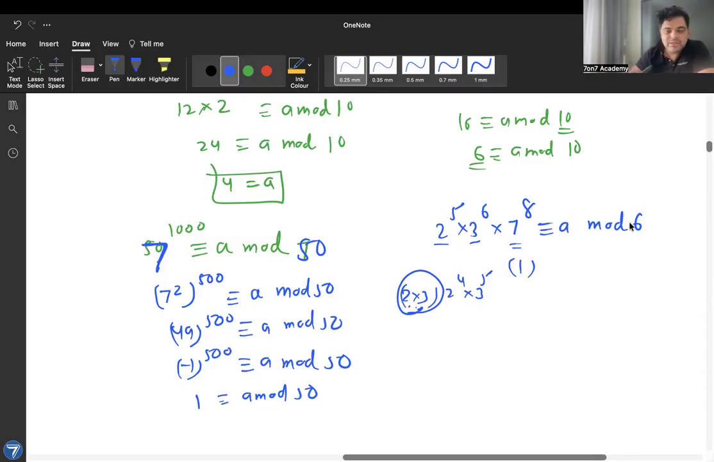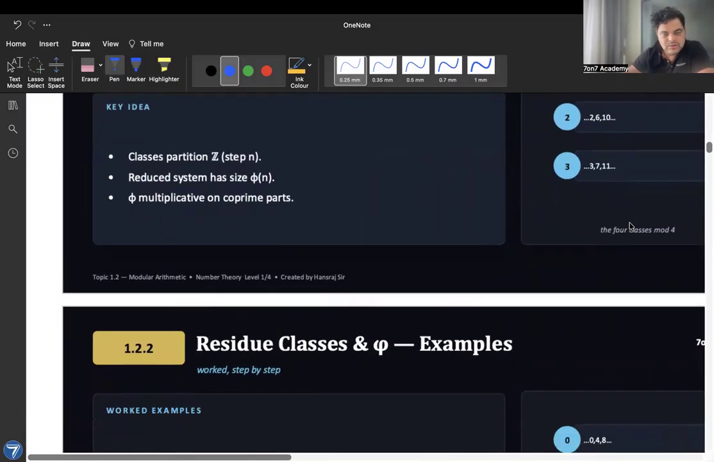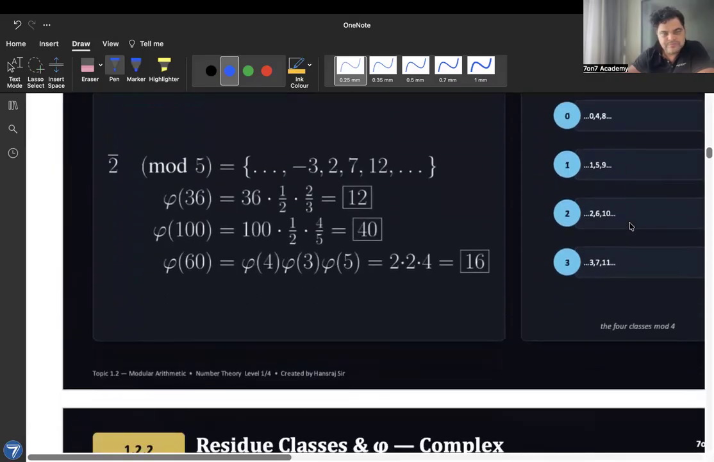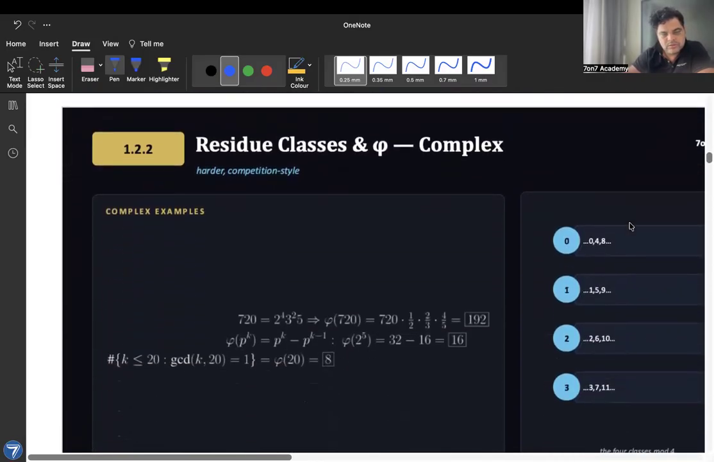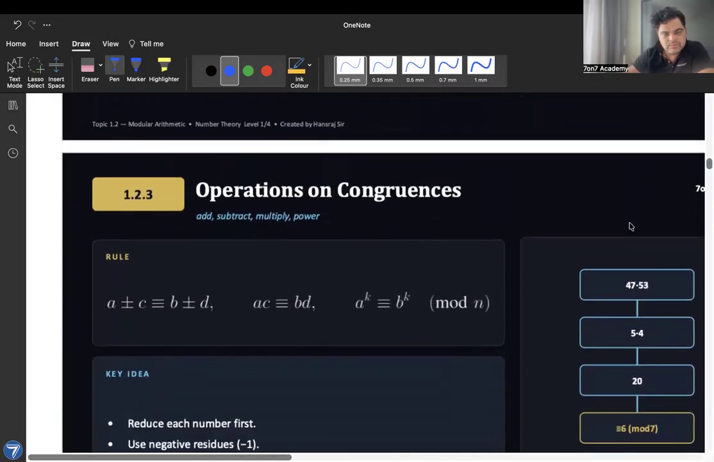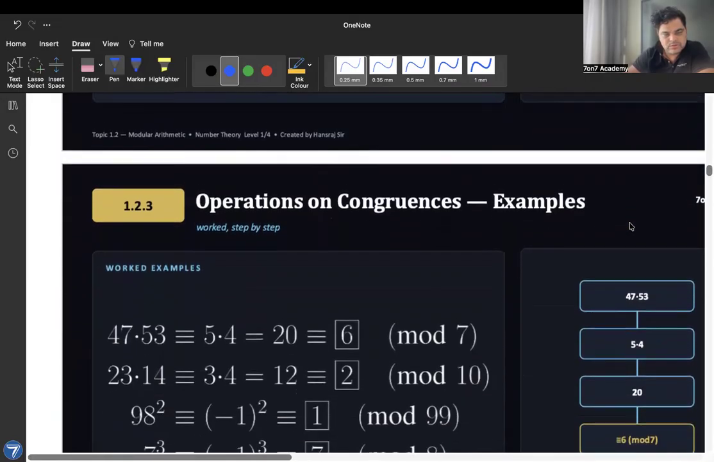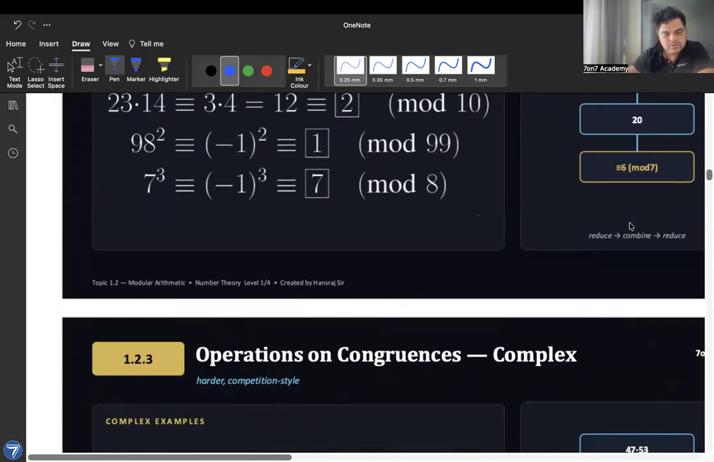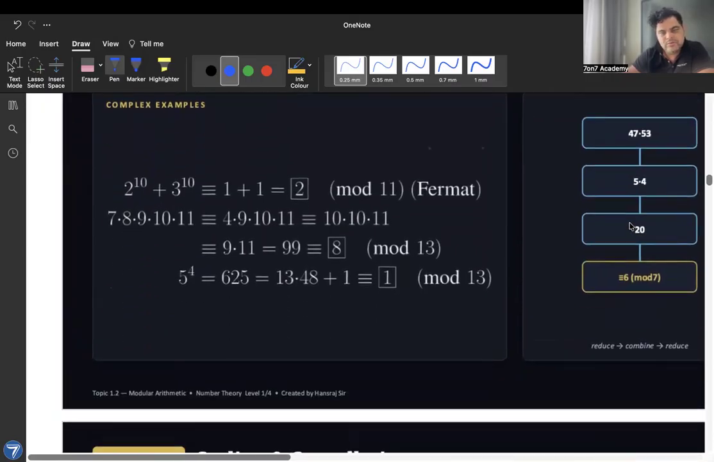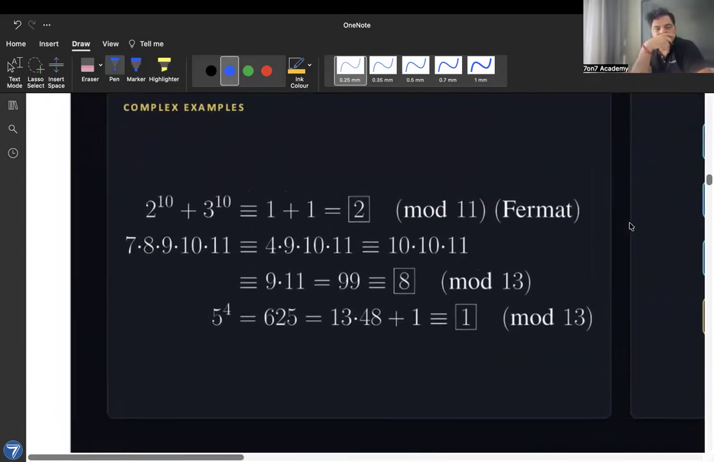Okay, so you understand what I'm trying to say from this. Now, I will solve a lot of questions. So can you do this question? If you have 2 raised to 10 plus 3 raised to 10, and you divide by 11, what is the remainder?